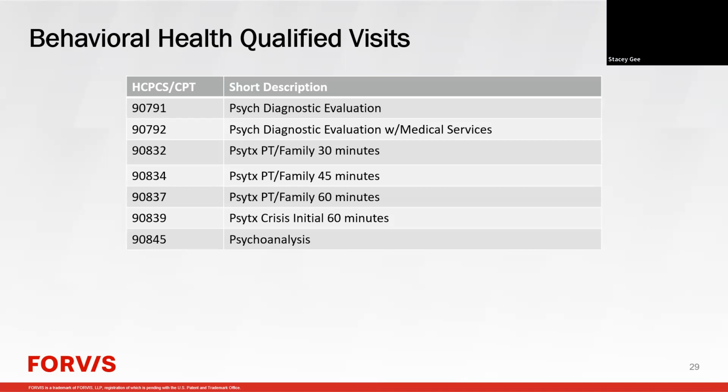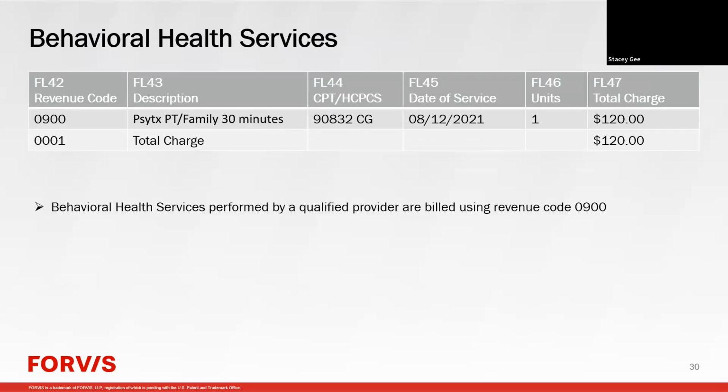So the next slide is behavioral health qualified visits. These are the CPT codes and just the short description from the CPT manual as to what is allowed within an RHC for behavioral health visits. And the next slide is an example of what that's going to look like on your claim form. You're going to report that with a revenue code 090, and then the 90832 with your CG modifier again, and your total charge.